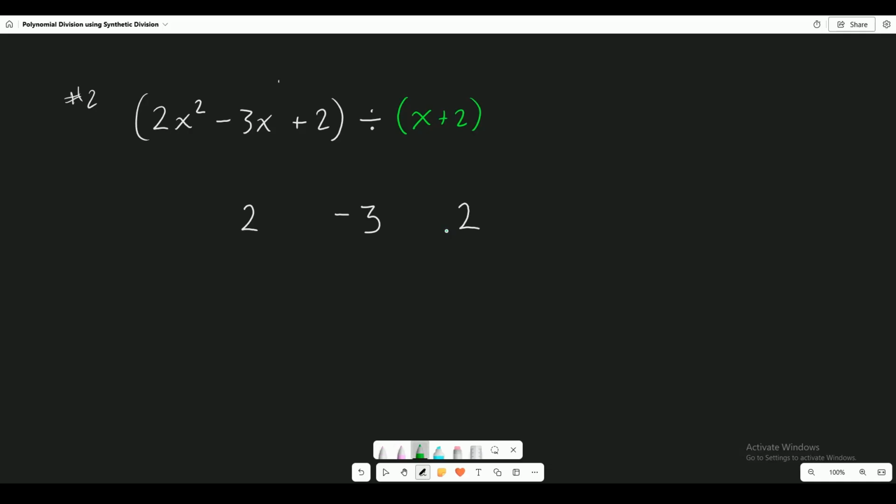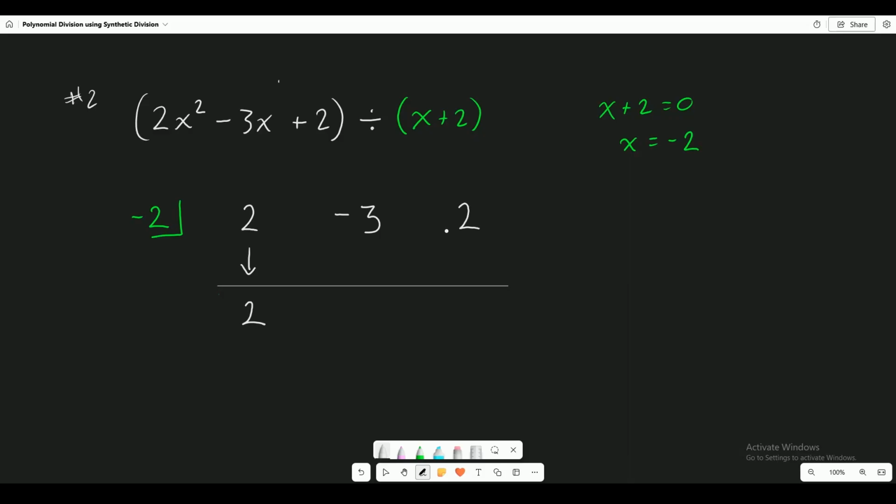Now we need to know what our root is. You might be tempted just to say, oh, it's 2. Nope, don't do that. First, to grab it, set it equal to 0, which means that our root is actually -2. So we're going to get -2 right there. Next, we're going to draw a line in white, preferably, right here, just to keep it all together. And we're going to drop the first number.